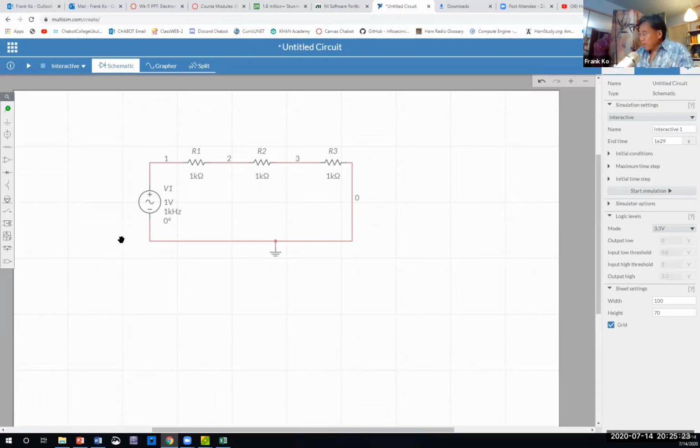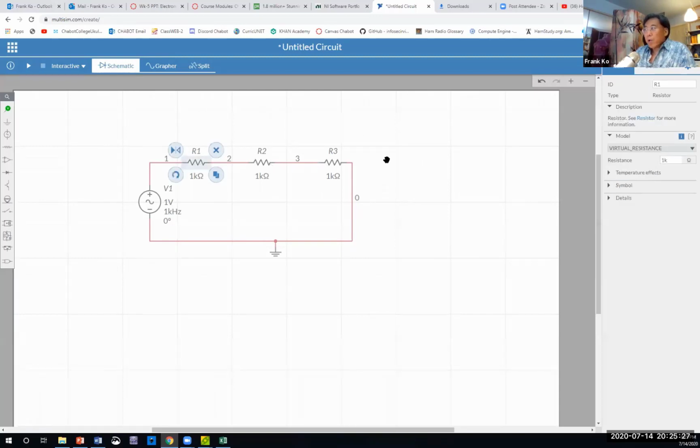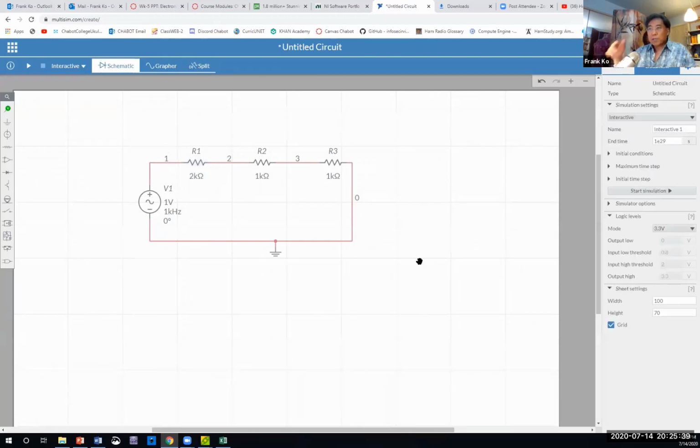We want to change our values, so I double click this guy, and way over on the right hand side, you see I've got 1 kilo. I'm going to select 1 kilo and change this to 2 and enter a K and hit enter. I now deselect. Now R1 is a 2 kilo ohm resistor.